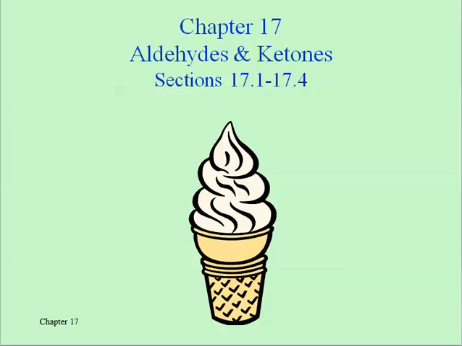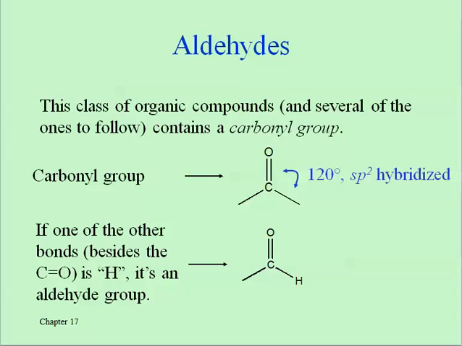Okay, this lesson focuses on identifying and naming examples of aldehydes and ketones from these first few sections of chapter 17. And later we'll talk about some important reactions of these. Aldehydes focus on this carbonyl group. That's a carbon-oxygen double bond.